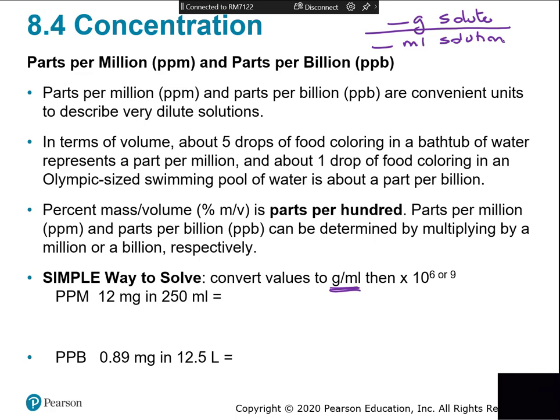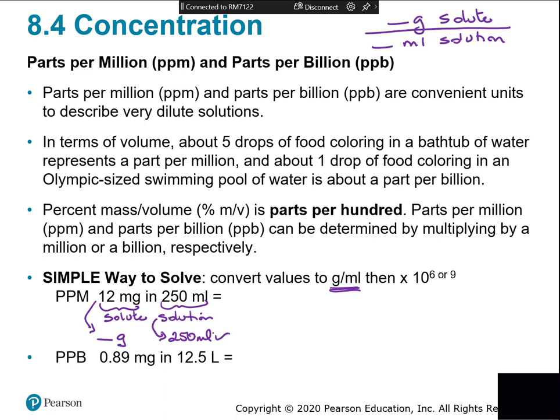So in this first one, if I want to know parts per million, and I didn't even tell you what the solute is, but I know that I have 12 milligrams of solute, right? So this is my solute. And I know that it's in 250 milliliters. That's my solution. So the mass amount of my solute, I want to put it in grams. So this, I'm going to have to convert to grams. 250 milliliters is the unit that I want for my solution, so I'm going to use that as is. So that one's good. Okay?